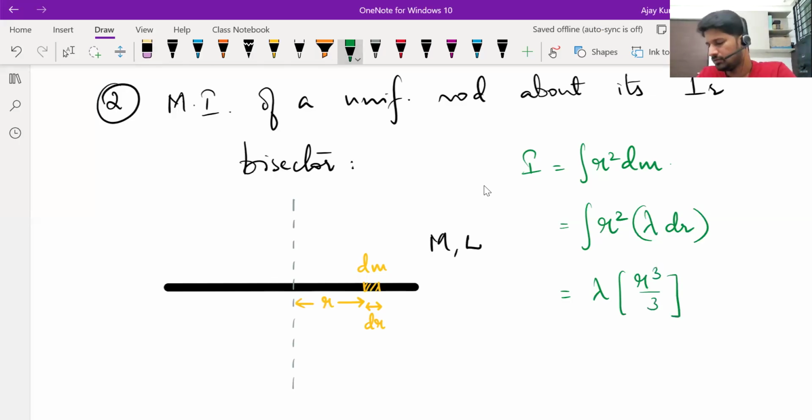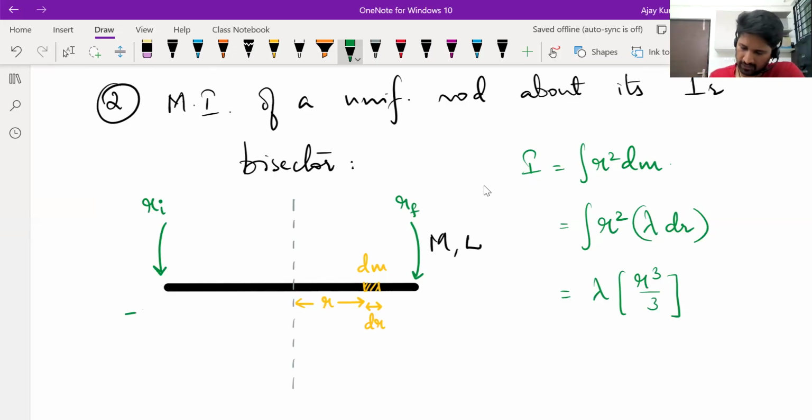What you now have to tell is the limits for r. We need to cover the entire rod, means we need to cover every element starting from here. This is the initial value of r, to here. This is the final value of r. One of you tell me what limit shall we take for r? Minus L by 2 to L by 2, sir.